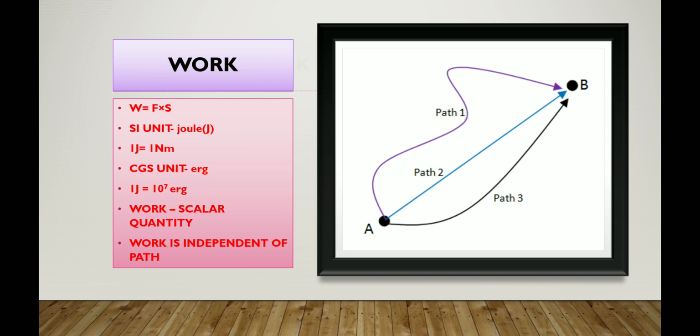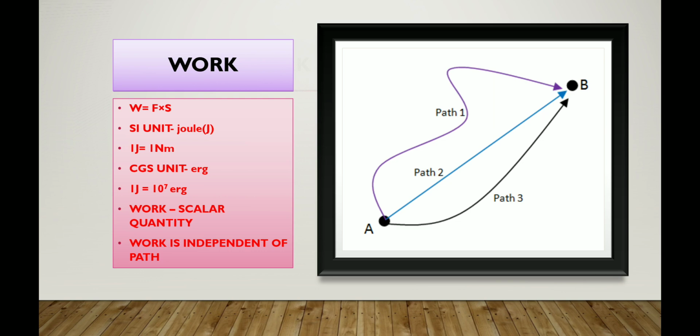Now here I would like to throw some light on one of the very important characteristics of work, and that is that work is independent of the path. In this figure you can see that A is the initial point and B is the final point. And there are 3 paths shown in the figure. The lengths of these 3 paths are different, but if you calculate the amount of work done by the body on moving from point A to point B, it will come out to be the same, doesn't matter what path the body has followed.